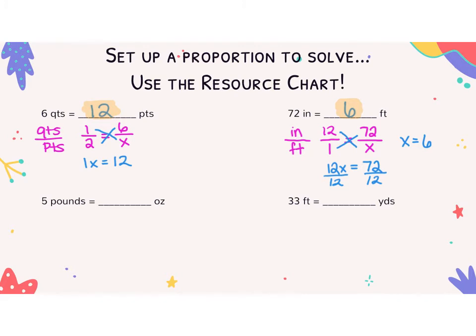For our next two guided practice problems, we will solve using the second method, which is either to multiply or divide. So I will look at my units. I have pounds and ounces. So pounds is a bigger unit, and ounces is the smaller unit. So when we're going from big to small, we will multiply.